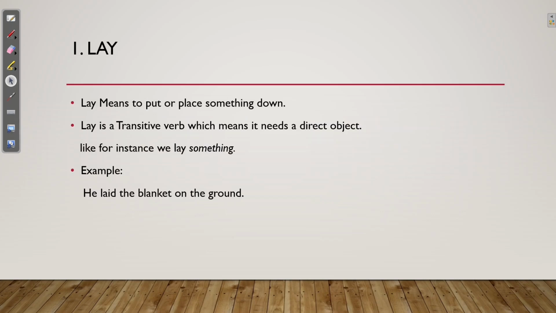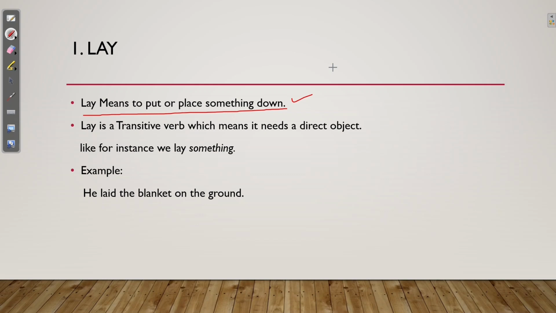So moving forward, the first one is lay, which we are going to discuss now. Now lay means to put or place something down. Alright, so this is the meaning of lay. Remember this, that the meaning of lay is to put or place something down. Now for instance, if I say that I laid the board marker on the table or I laid the pencil on the table, alright, so I placed something down, I put something down, so I am doing some work on some kind of thing or an item and placing it on something else.